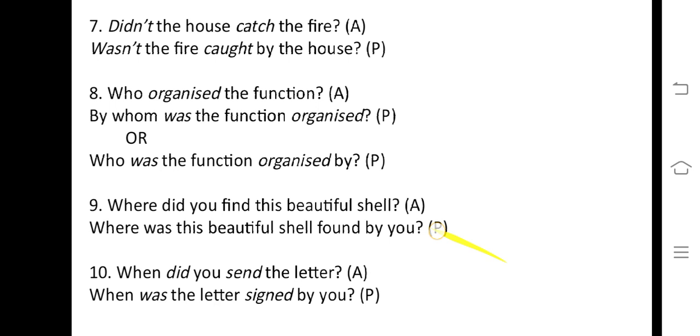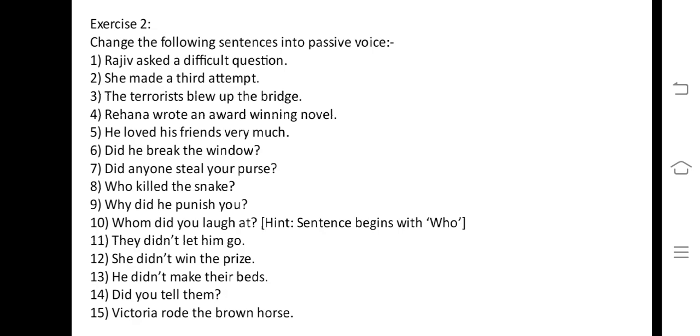Children, for your practice, here I have given exercise 2. Change the following sentences into passive voice. These sentences are of simple past tense. Do practice of it. Let's proceed further.